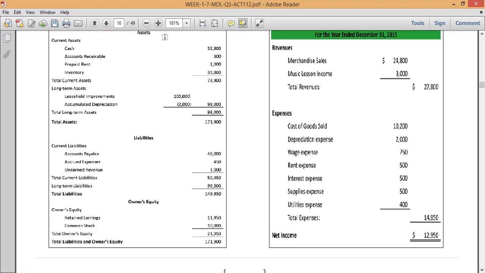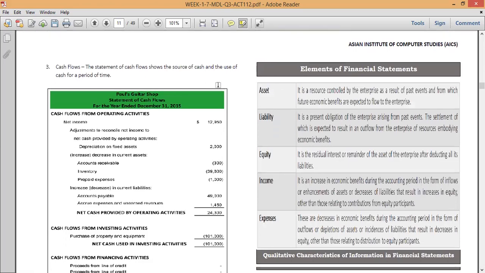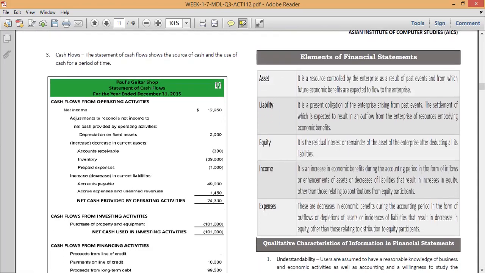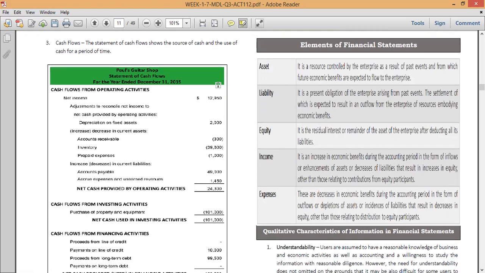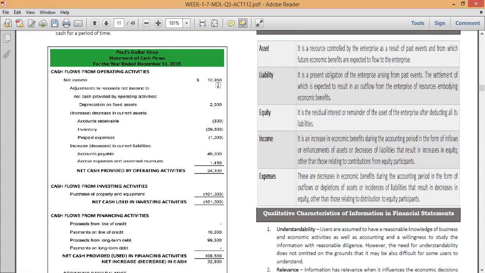So, next naman is the cash flows or the statement of cash flows, the source of cash flows, and the use of cash flow for a period of time. So, sa cash flow po, ito po yung cash in and cash out ng isang company. Medyo complicated siya pag pine-prepare nyo kasi you need to determine kung kailan po kayo mag-i-increase, magle-less, or mag-a-add. Okay?